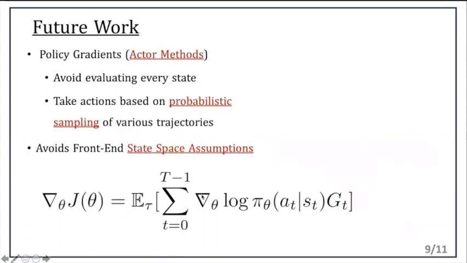In the future, I would love to do this with policy gradients or some actor methods, and not just purely critic methods, because this is more relevant in the real world where the state space is much more complicated than in a simulation. These policy gradient methods work by probabilistic sampling of trajectories and don't require us to make those assumptions about the state space that we had to do in order to do Q-learning.